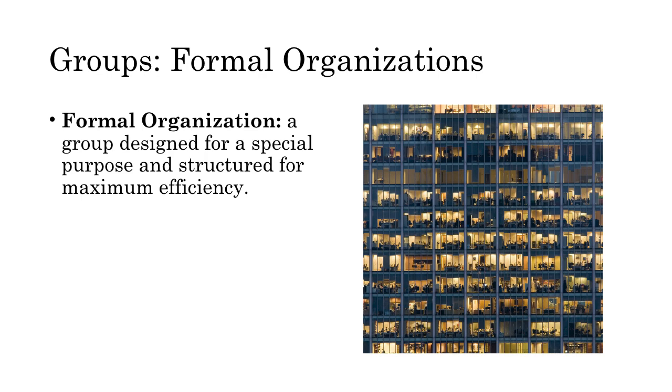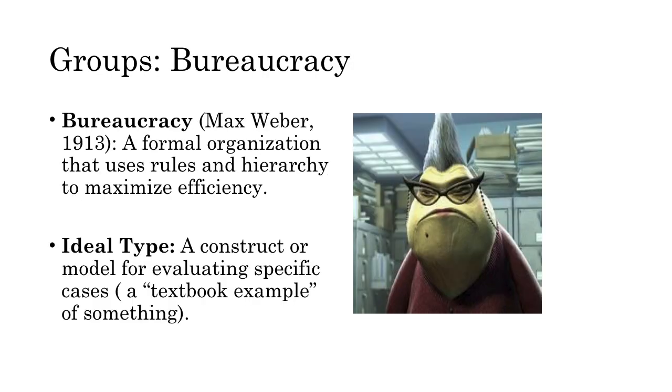A formal organization is a group designed for a special purpose and structured for maximum efficiency. Anything from a school or a Cub Scout troop on the small end to a government or international corporation on the large end counts as a formal organization. Almost all formal organizations also have elements of bureaucracy. Bureaucracy, defined by sociologist Max Weber, is a formal organization that uses rules and hierarchy to maximize efficiency.